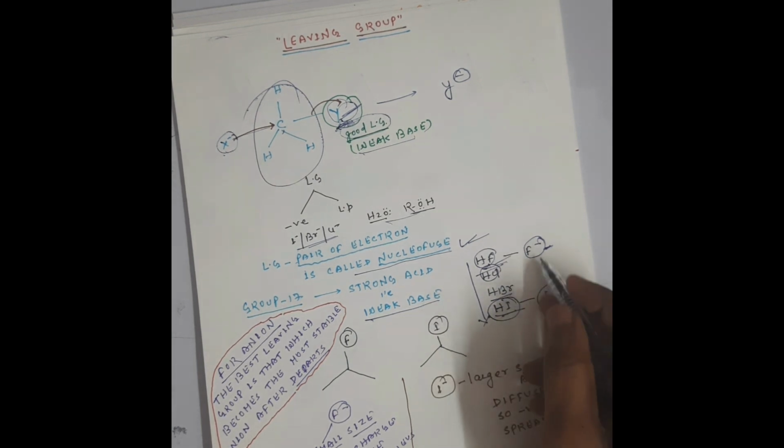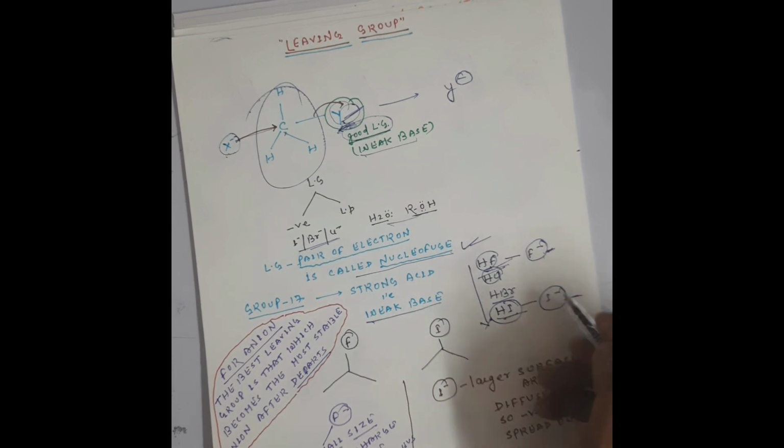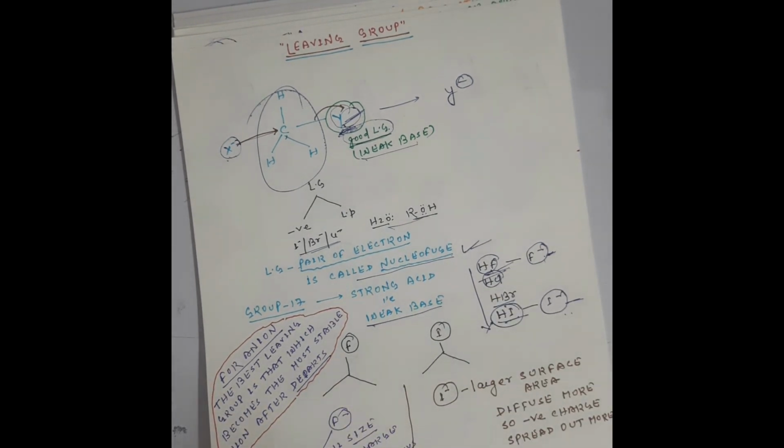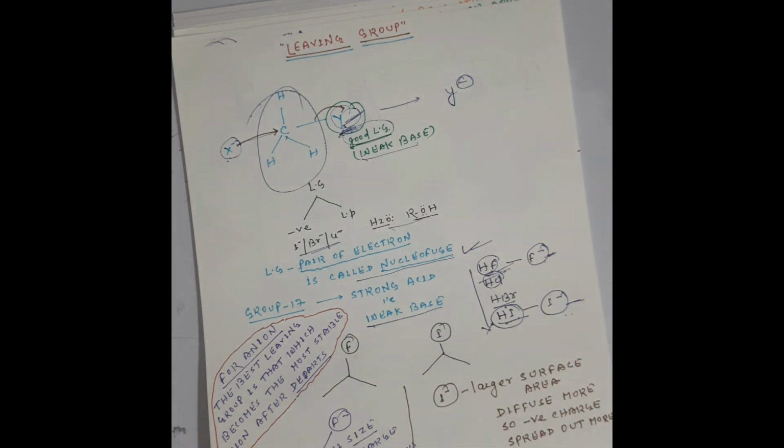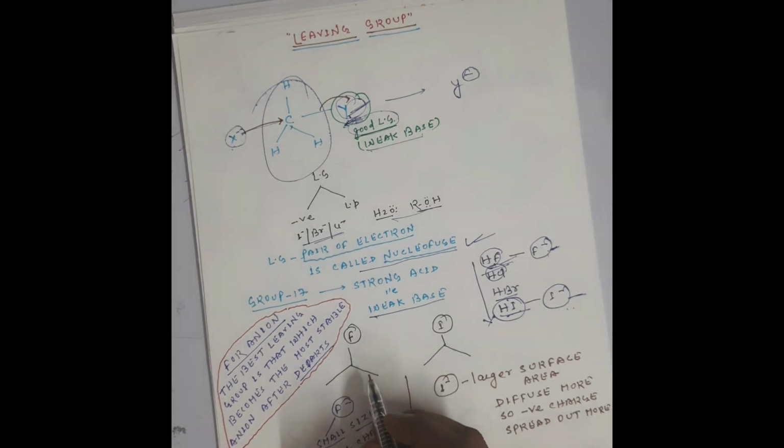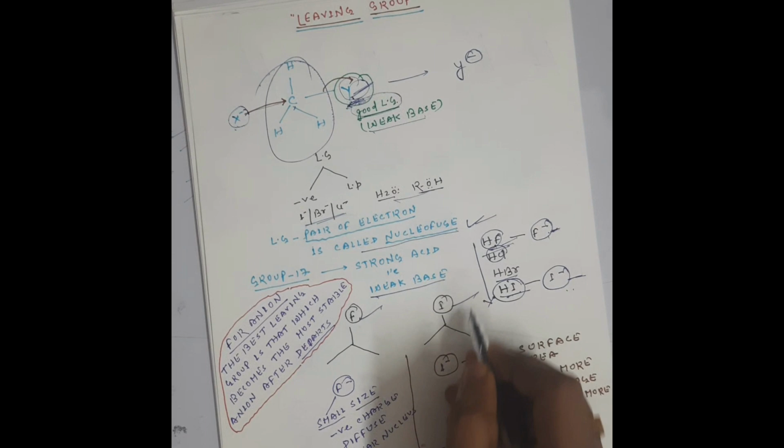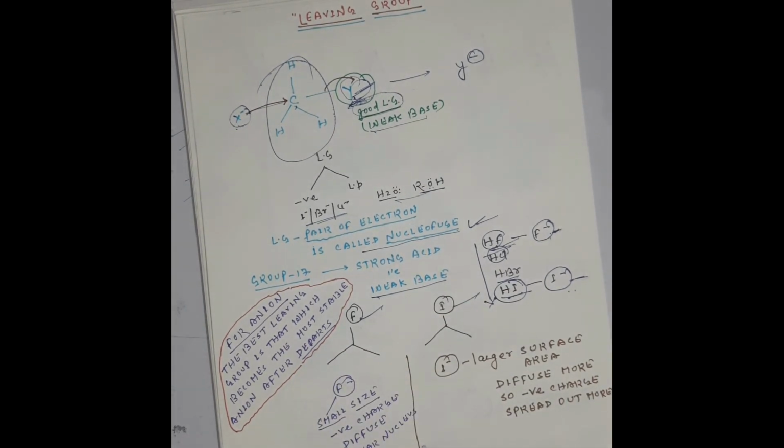Clear? Although both are leaving groups, we know that group 17 or halogens are very, very good leaving groups. But why are they very good leaving groups? Because they are weak bases, meaning strong acids. I am not saying that a strong acid is a strong leaving group. No, the criteria is different, students. But one thing you keep in mind, a weak base is a good leaving group. See here, we have taken one fluorine and one iodine attached to propane. Now understand here.